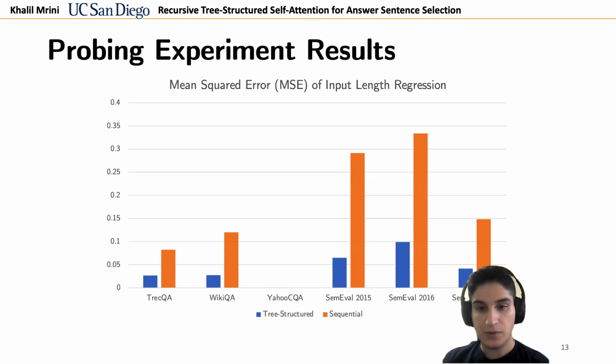In the input length probing experiment, we observed that the mean squared error, MSE, of the tree structured representations is consistently and significantly lower than that of the sequential representation. So that's a good thing, except for Yahoo CQA, where there is a very low MSE for both representations. This shows that the recursion of our tree-structured AS2 model makes representations aware of the length of their question sentence pair, but the correlation values show that this information does not necessarily help in the AS2 tasks.